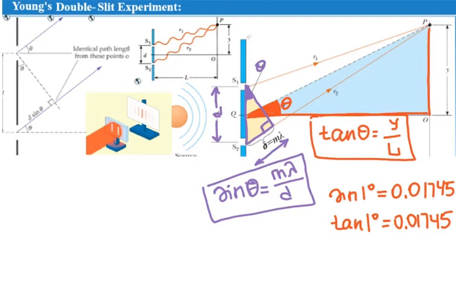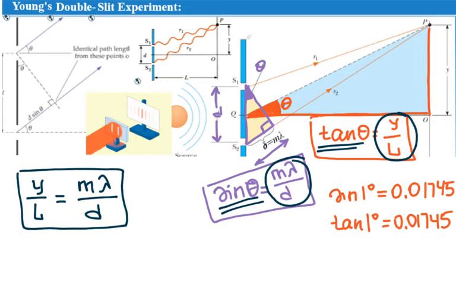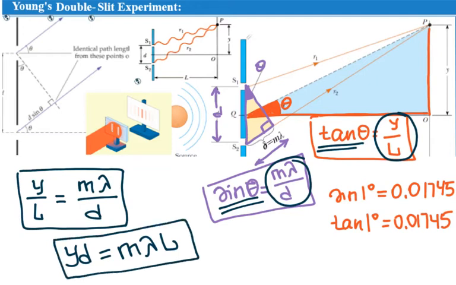And this is where they switch their calculations, and they say if your tangent is equal to sine, then y over L is equal to m lambda over d. So here is the formula for double slit experiment. So y over L is equal to m lambda over d. If you understand this formula, you can derive it yourself. And on the AP exam, it's not given in this form, but it's easy to understand and derive. So I'm going to rewrite this formula also this way. y times d is equal to m lambda L. So one or the other way you can write this formula.